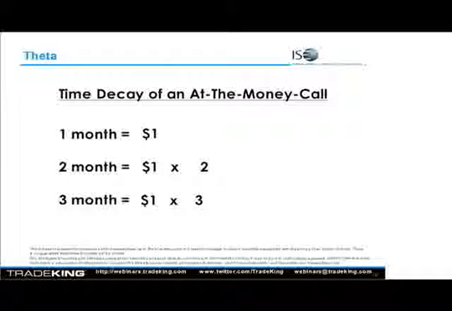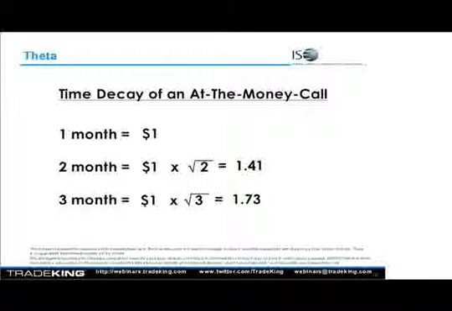Options move at the square root of time, which means if you want to look at a 1-month option trading for $1, a 2-month option would be trading for $1.41, and a 3-month option contract would be trading for $1.73. So in this instance, when a 3-month option contract becomes a 2-month option contract, I'm going to lose about 30 some odd cents. And then when a 2-month option contract becomes a 1-month option contract, I'm going to lose 41 cents. And then when a 1-month option contract, stock still doesn't move, becomes a 0-day option contract, we're going to lose that entire dollar.